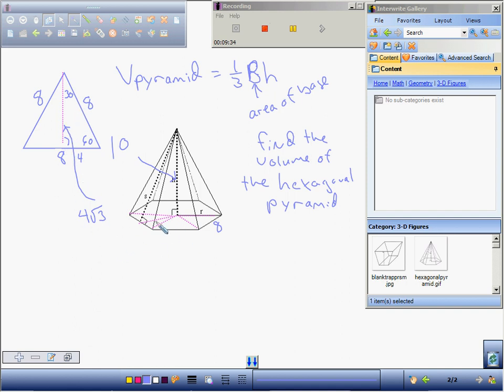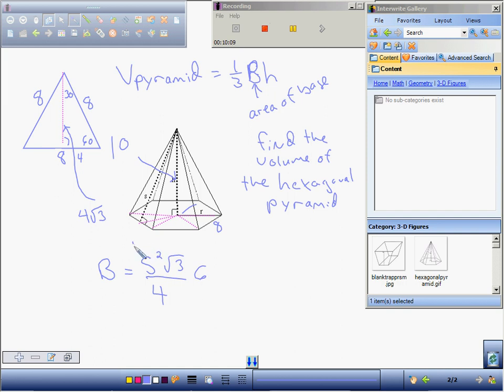So now first I'm going to find the area of the base. So the base is going to be, do you remember this formula? Side squared root of 3 over 4. That's the area for an equilateral triangle. But how many of those equilateral triangles do I have in a hexagon? 6, right? 1, 2, 3, 4, 5, 6. So I have 6 of those.